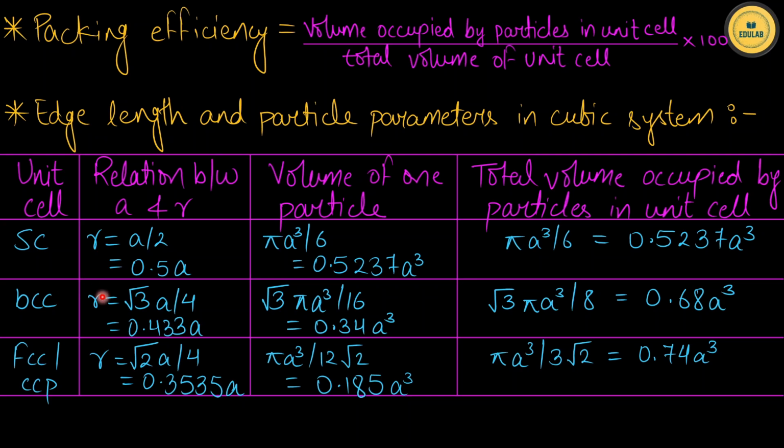For SC, the relation between a and r is r equals a by 2. For BCC, it is r equals root 3 a by 4. And for FCC or CCP, it is r equals root 2 a by 4. And you can remember all these volume of one particle and total volume occupied by particles in unit cell.